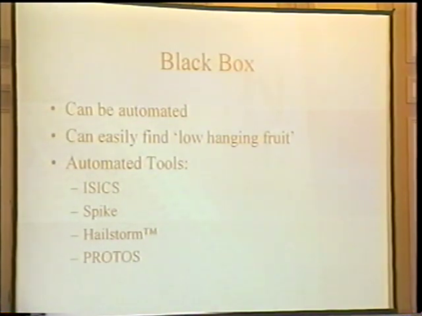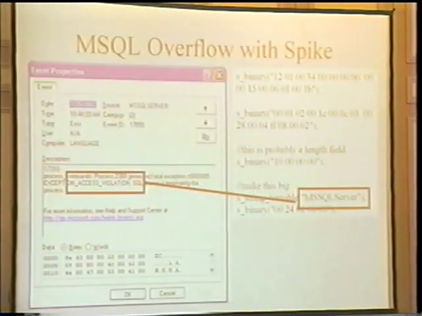A university in Finland, I don't remember who exactly, built Protos. Protos found the ASN1 encoding bug in SNMP. There's Spike, which Dave Aitel presented on earlier today. I6 is a really cool tool for doing TCP/IP malformations, and it's been very effective at wedging various routers and stuff. And of course, Hailstorm, which I'll show you actually in a little while.